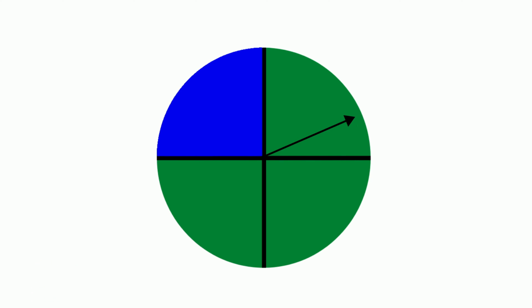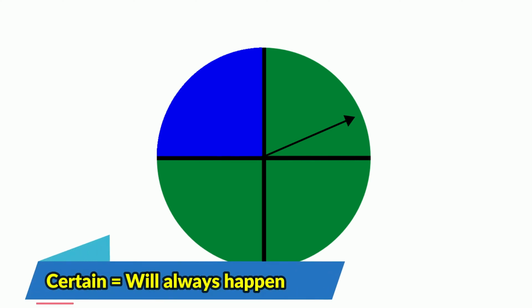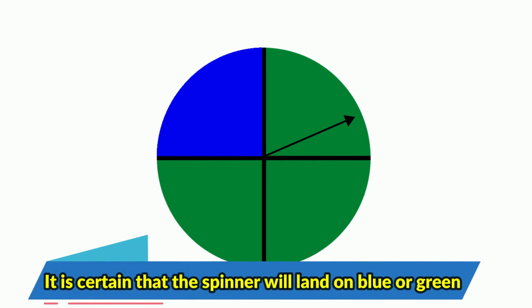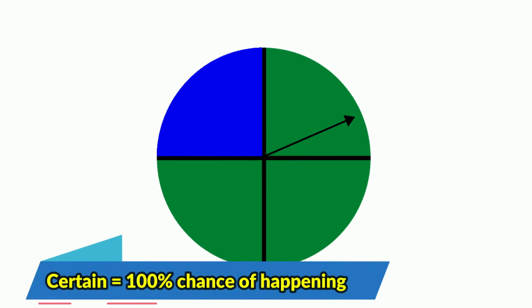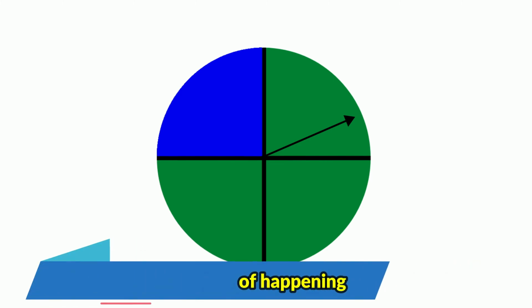I could also use the word certain to describe events on this spinner. I could say that it is certain that the spinner will land on blue or green. The word certain means that it will happen for sure.